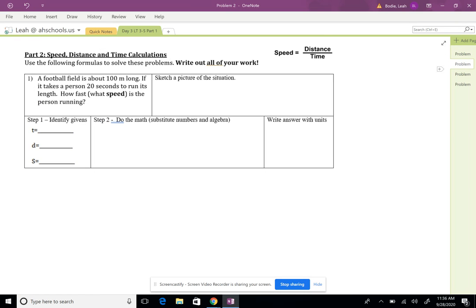Now, our second practice problem from our notes is a football field is about 100 meters long. If it takes a person 20 seconds to run its length, how fast, or you can think about what speed is the person running. All right, so first let's sketch out our picture.